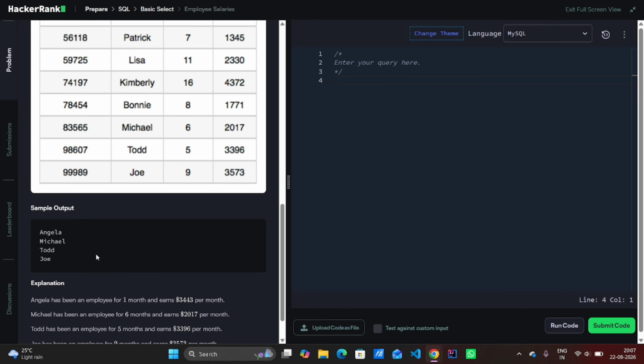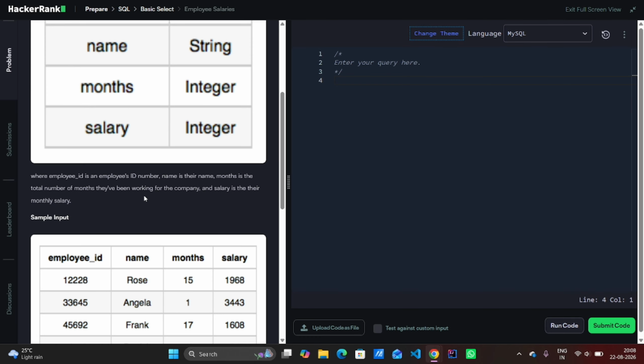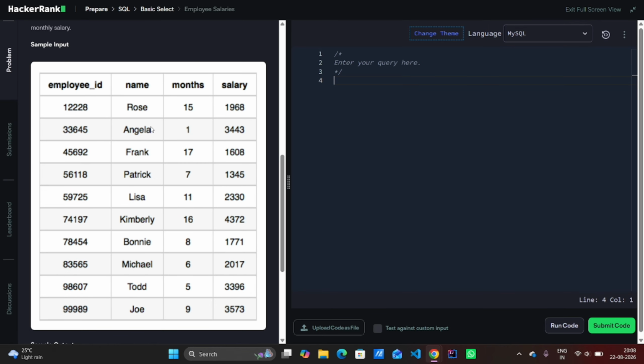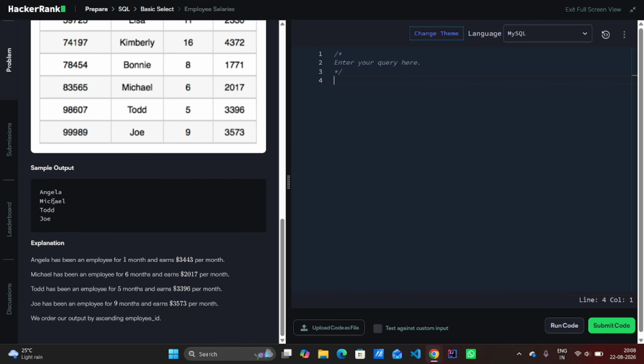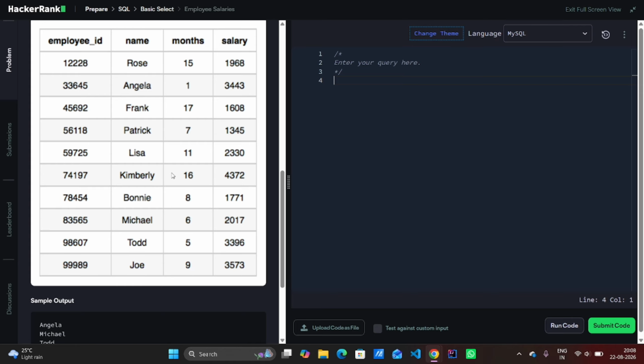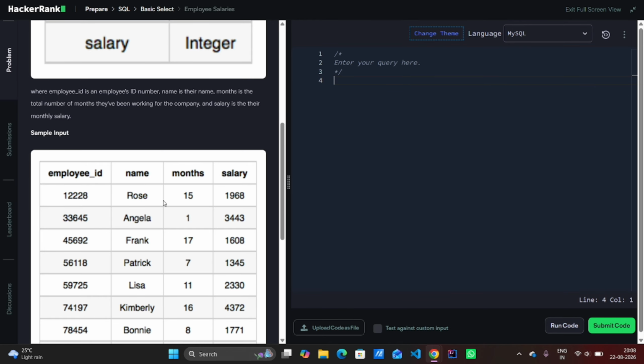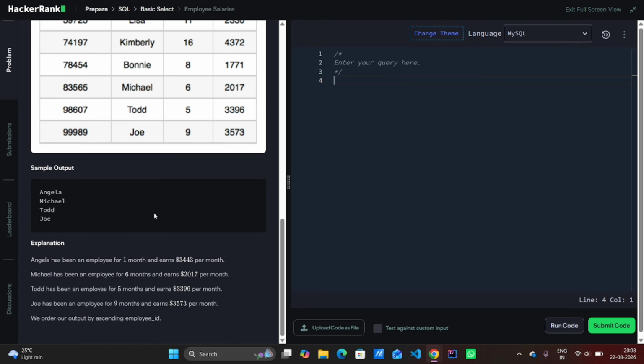Here we will understand most of the things. We have to query the names of the employees whose salary is greater than 2000. So look at this: Rose's salary is not greater than 2000. Angela's salary is greater than 2000. So here it is Angela, Michael, Todd, Joe, and also the months they have joined should be less than 10 months. Look, Angela has been an employee for 1 month and earns 3,443 per month. I hope you understand the question.